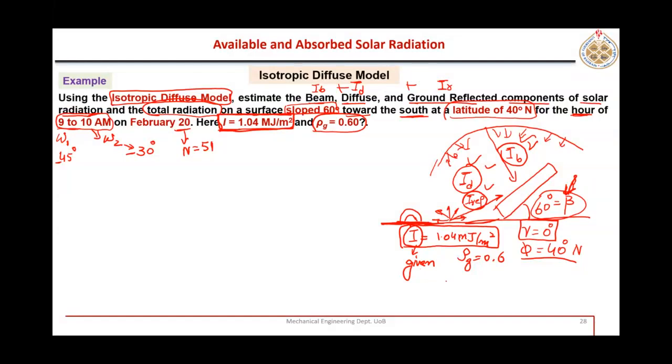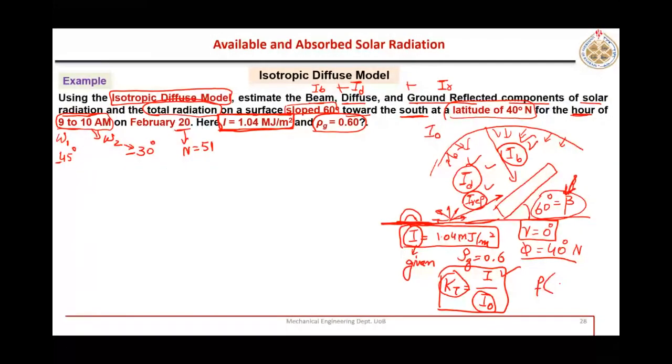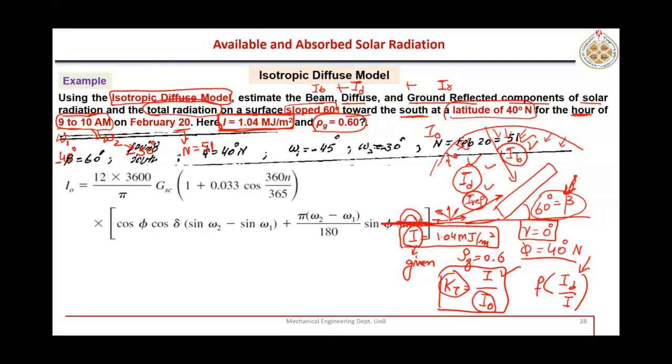And for that we learned that there is this concept, clearness index, and clearness index is given by I over I naught. Okay, so I is given, I naught is the radiation here, if the same horizontal surface is outside the atmosphere. So let's calculate I naught. Then I is given, so we can find out K_T. Then K_T as a function of I diffuse over I, we have those correlations available. So from there we can find out I_D. So first we need to find out I naught. Now this I naught equation, it's given data. Here is that equation.